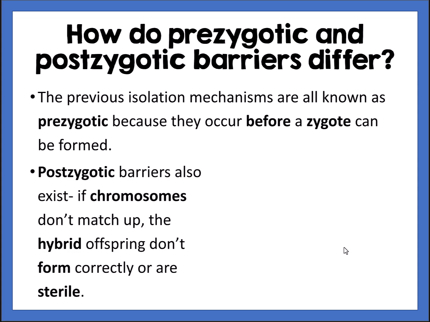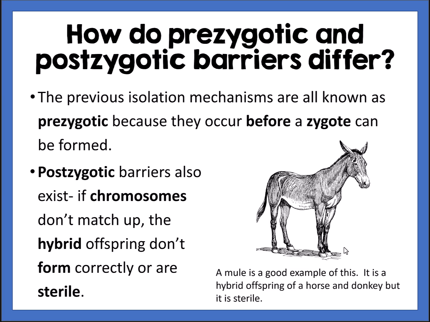Postzygotic barriers also exist. If chromosomes don't match up, the hybrid offspring don't form correctly or are sterile. So in a postzygotic barrier, the two individuals actually mate, but they don't produce offspring because the number of chromosomes don't match up from the two individuals. A mule is a good example of this. It's a hybrid offspring of a horse and a donkey, which can mate together, but it's sterile because the horse and the donkey do not have the same number of chromosomes.